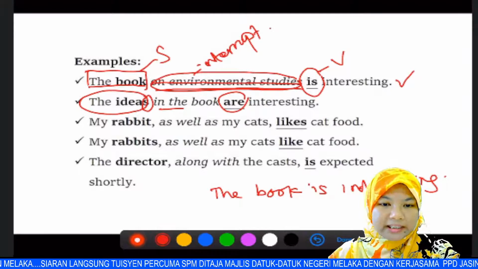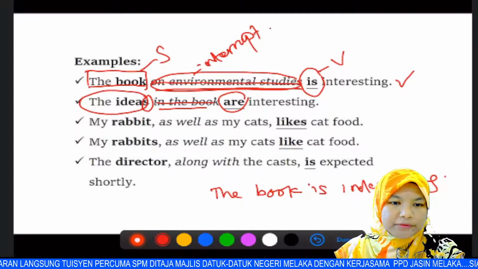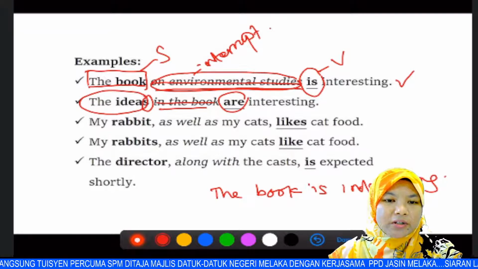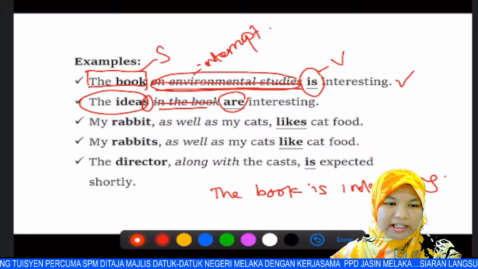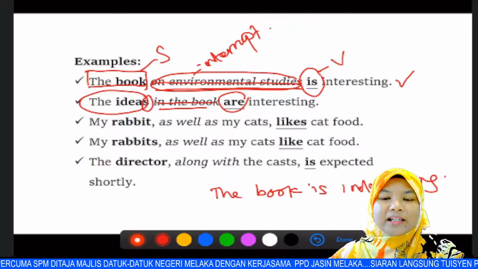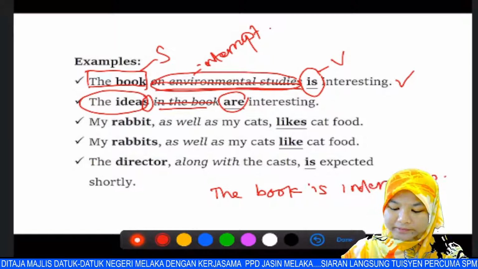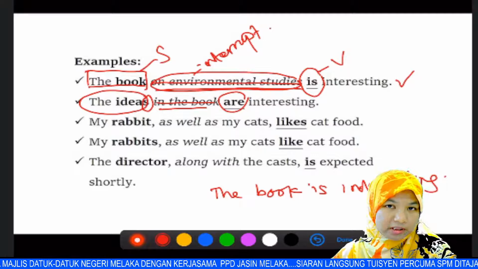So again, if you leave out the phrase "in the book," you simply have "the ideas are interesting." It is still a correct sentence, even without the phrase "in the book."